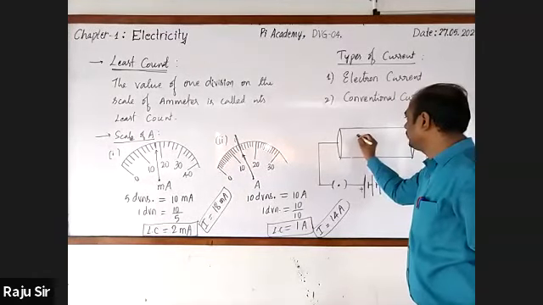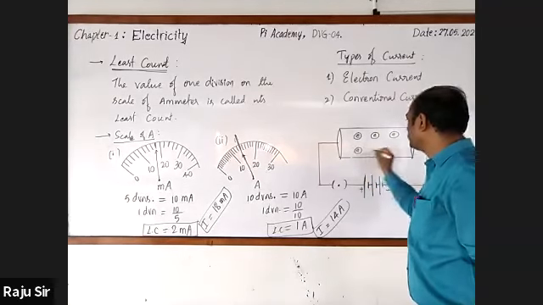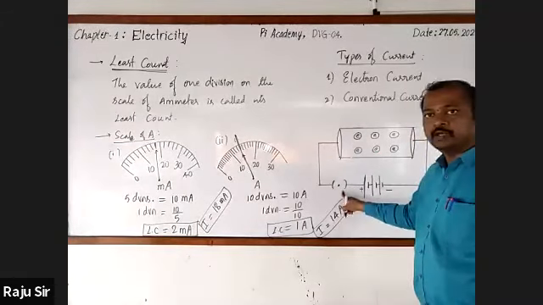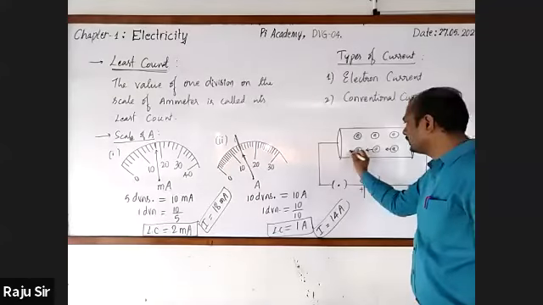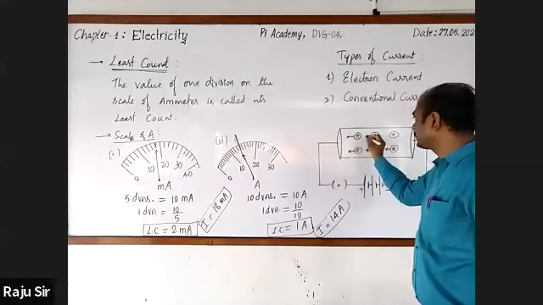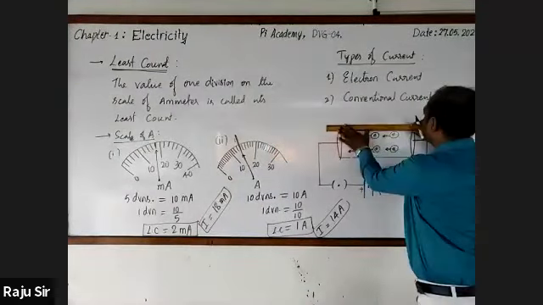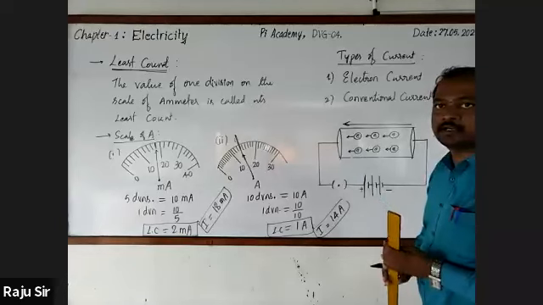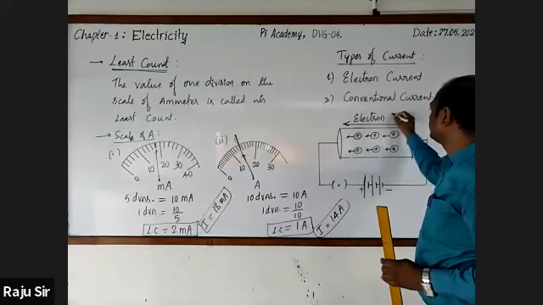Here, I'll take a few electrons. First one, second one, third one, fourth, fifth, sixth. When you switch on, electrons start flowing from the negative terminal to the positive terminal. Please show the direction of flow of electrons properly. This is the direction of flow of electrons, and we call it electron current.